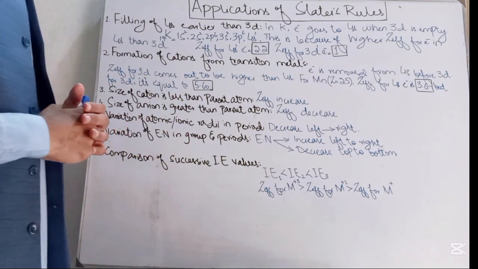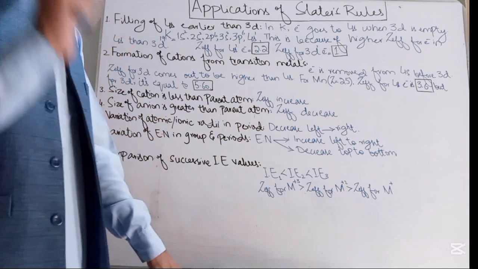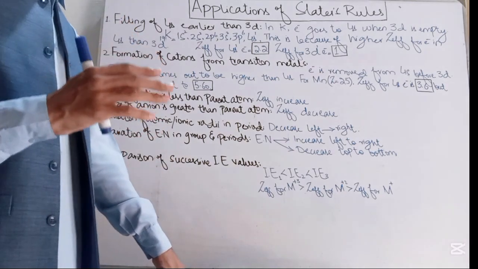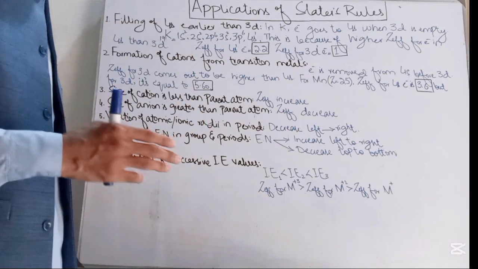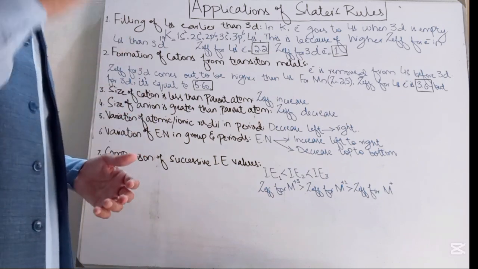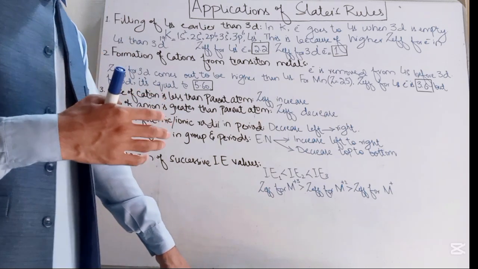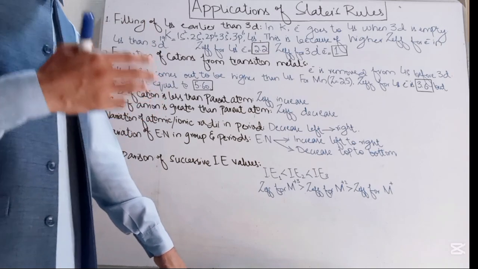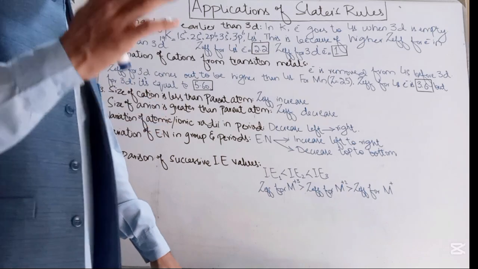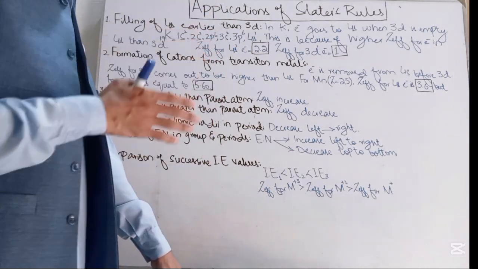The third application is that the size of a cation is less than the size of the parent atom. It is a very important question. The one-word explanation for this fact is that the Z effective value for the cation is greater than that of the parent atom, because when electrons are knocked out from the valence shell of an atom, the hold of the nucleus becomes stronger on the remaining electrons present in the valence shell. That's why the size of the cation is smaller than the size of the parent atom.